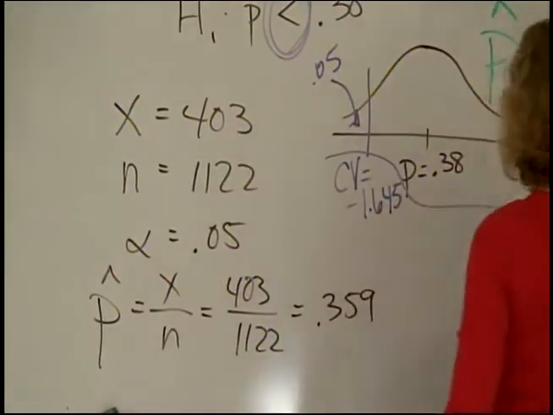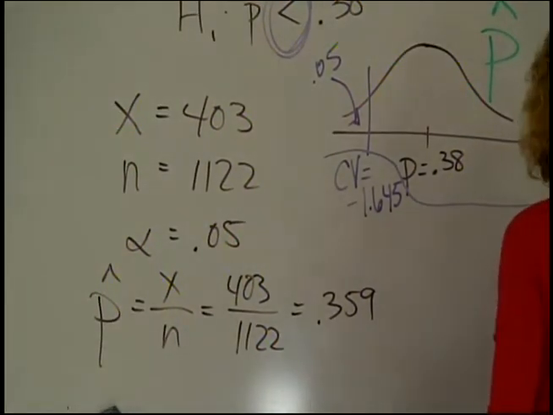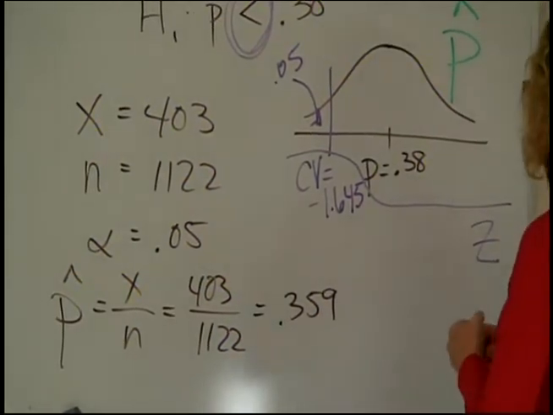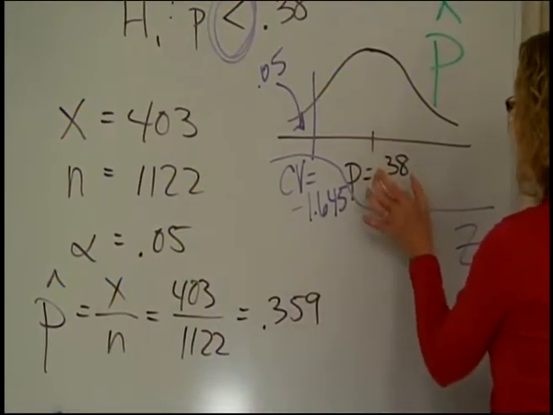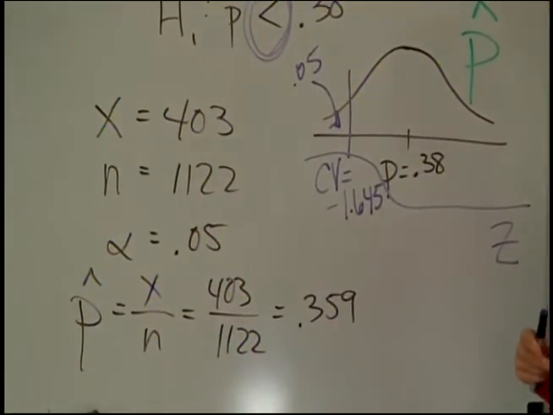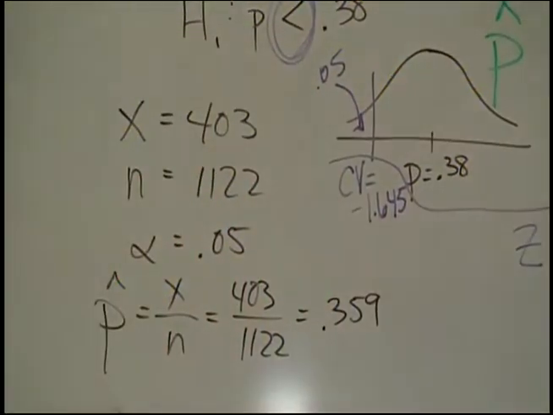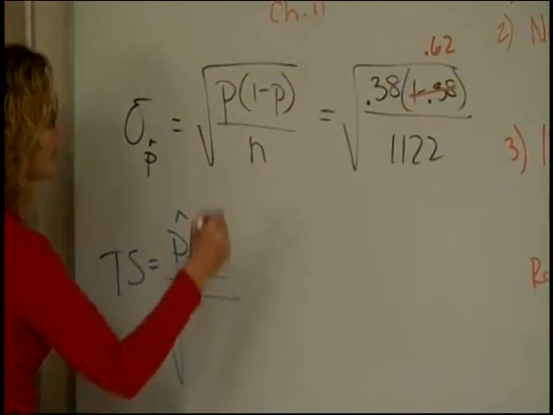And remember, that's a z-score. This is the distribution of p hat. Our critical value is in terms of z. So now we'll see where our test statistic sits in relationship to the established p. So our test statistic is going to be p hat minus p divided by this thing.